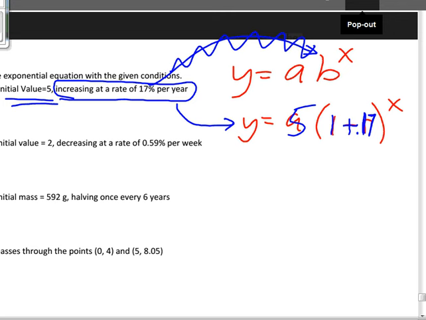I'll clean it up. It's A. And instead of B, we just use 1 minus the rate, or 1 plus the rate. Depends. If you want it to grow, you'd say 1 plus the rate. If you want it to shrink, you'd say 1 minus the rate. Yes, sir.